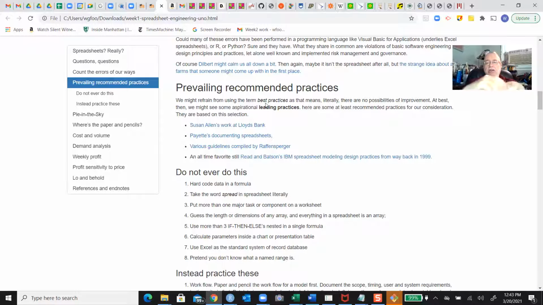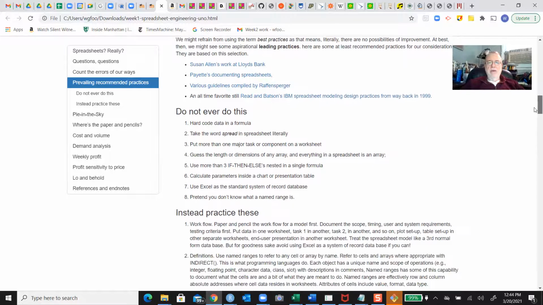How to document spreadsheets, guidelines. Raffensperger, I give you Raffensperger. These are easy things to read, hard things to implement, but always something to reflect on. IBM, the IBM spreadsheet modeling design practices from the Wayback Machine, 1990, 1999, 21 years ago. Actually, that's when I probably should have given you the Raffensperger, but they're all very good.